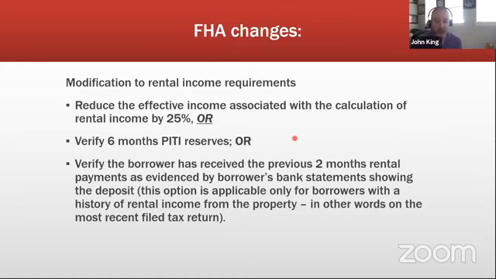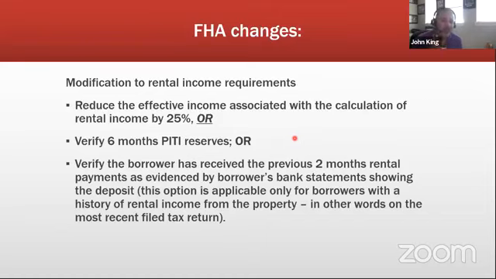So that's an extra 25% on top of that, unless we can verify 6 months of reserves, or if we can verify that you've received 2 months of rental payments in your bank statement, and that they match what you have filed on your tax return. So that is huge on FHA, that we've got to either have 2 months of receipt of rental income showing on your bank statements, which isn't really a big deal if they're counting a property that was already a rental.